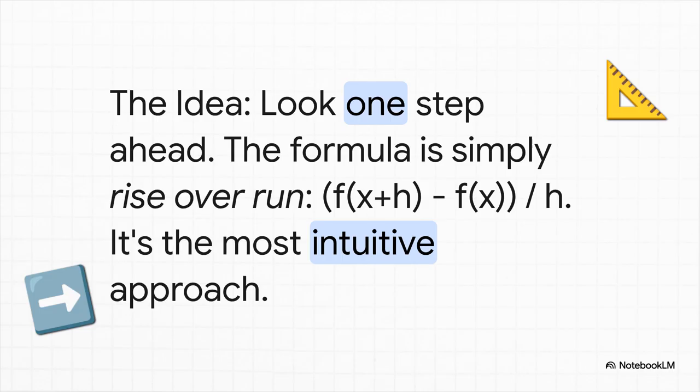To get the slope at your point x, you just look at the very next point you have, x plus h. Then you find the change in the value, the rise, and divide by the distance between them, the run. It's literally just the classic rise over run you learned back in algebra. Simple, direct, and super easy to calculate.